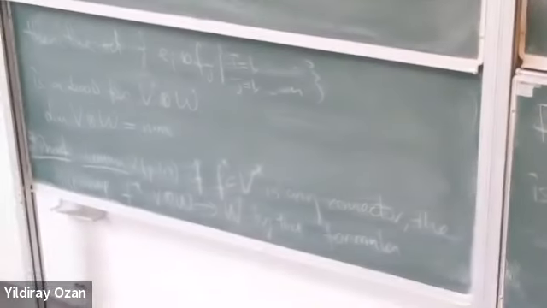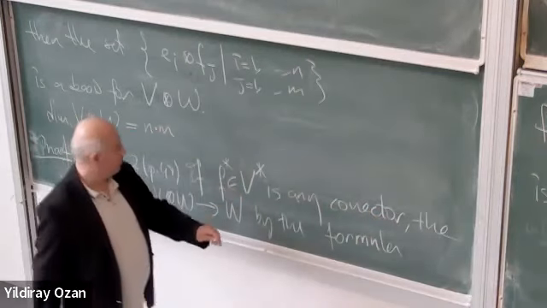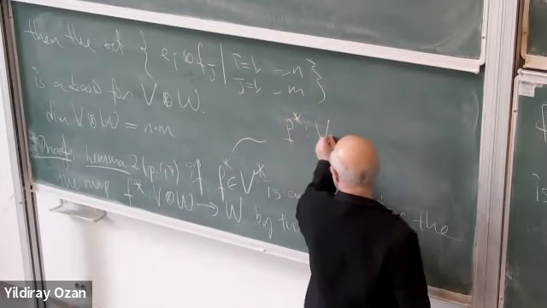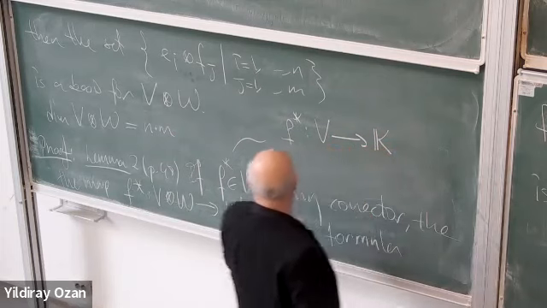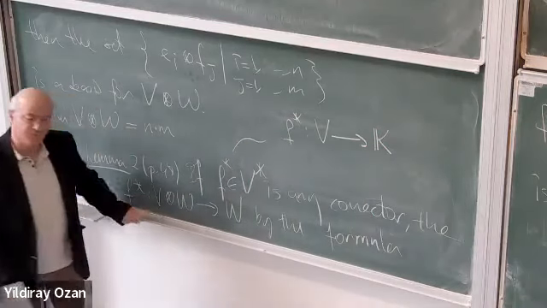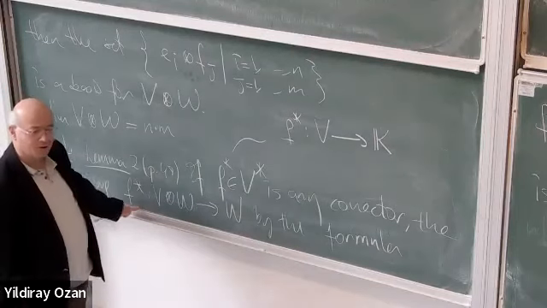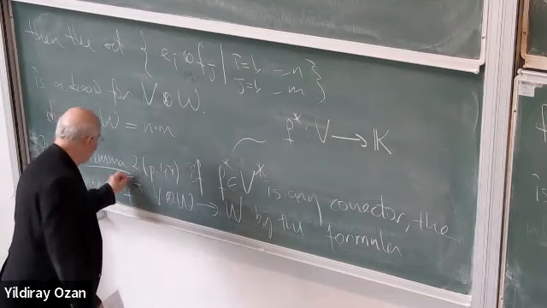So your friend is asking me, this f star means this f star is a map from V to K, right? But here I regard it like this. That's why maybe we may call it different.